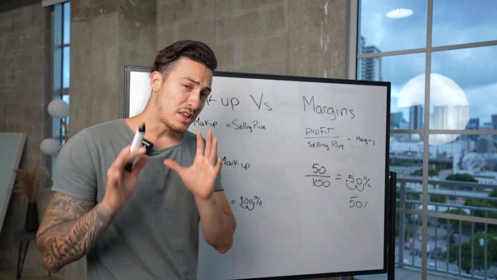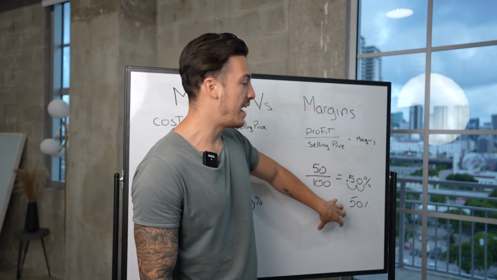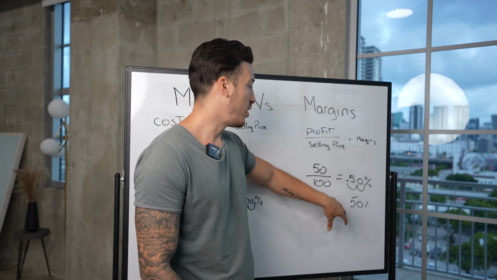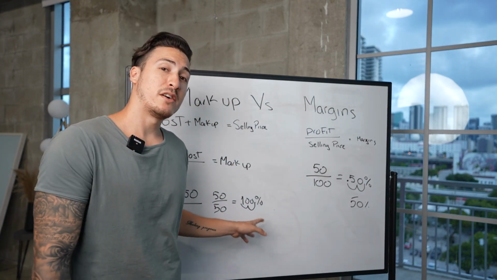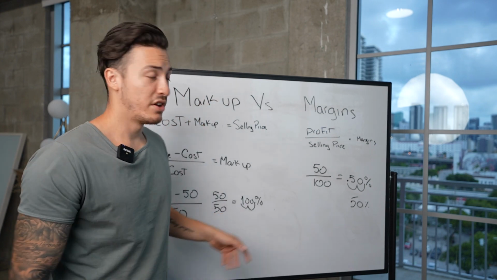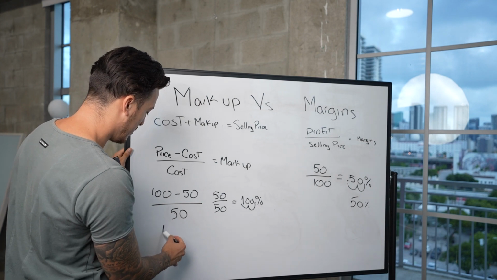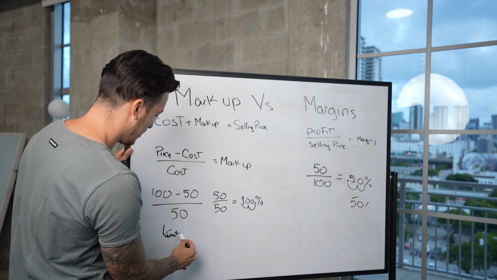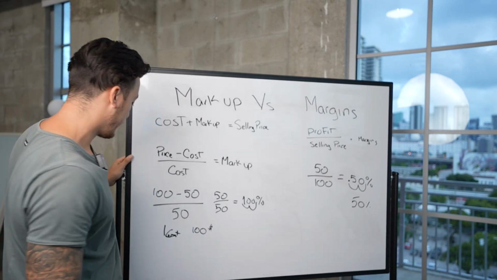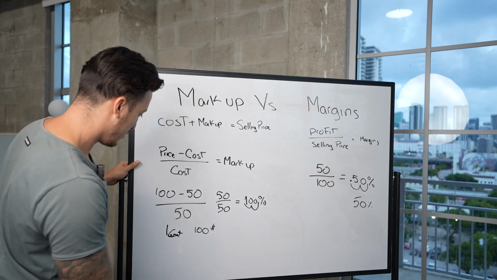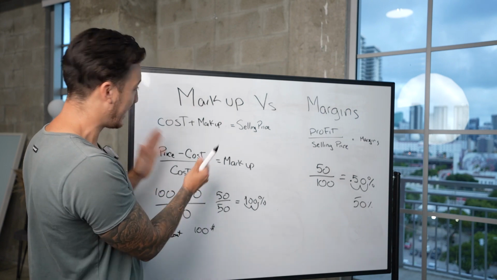Now, there are people that get really confused. When you're talking about margins, you can't ever be over 100%. Margins are never over 100%. On the other hand, markup could be an infinite percentage. So if you get a product that costs you 1 cent and you sell it for $100, I don't even know what that is. 100 times 100 is 10,000, I believe. I think it's 10,000. You can mark up 10,000%.